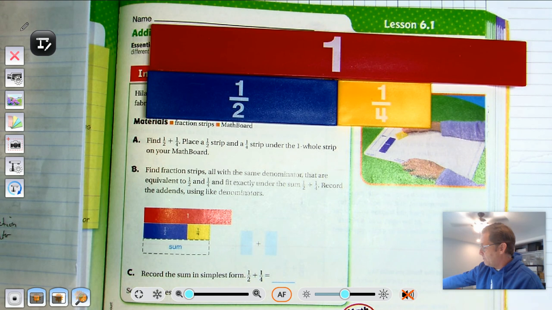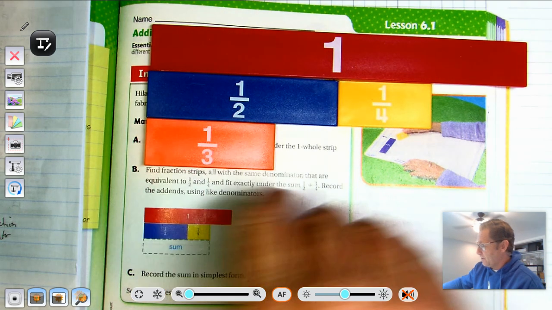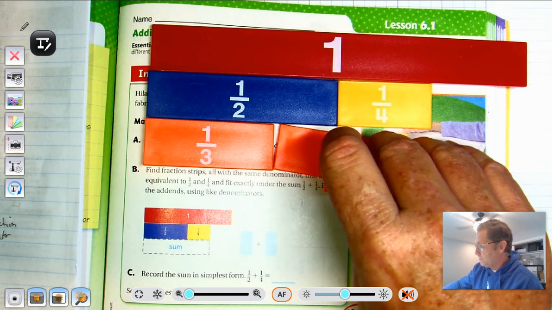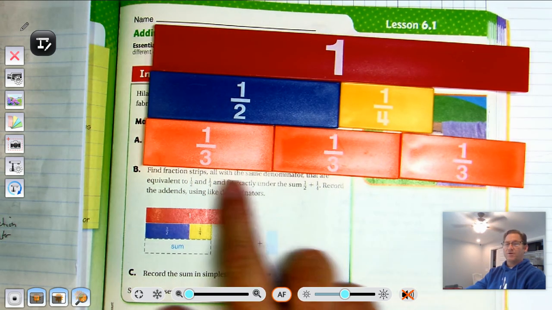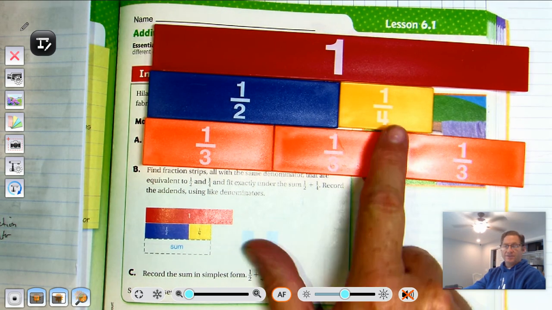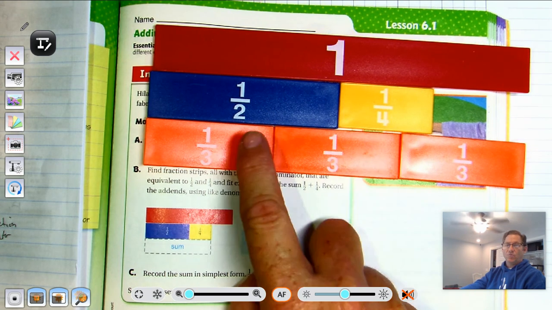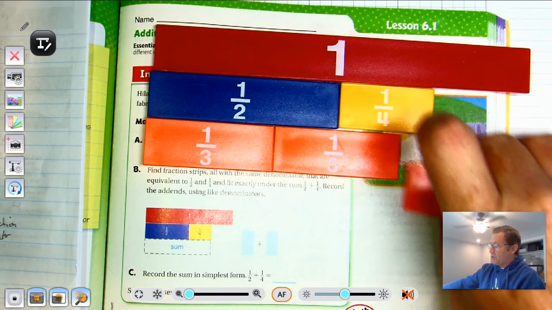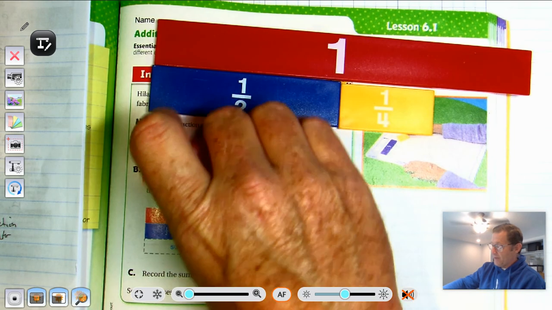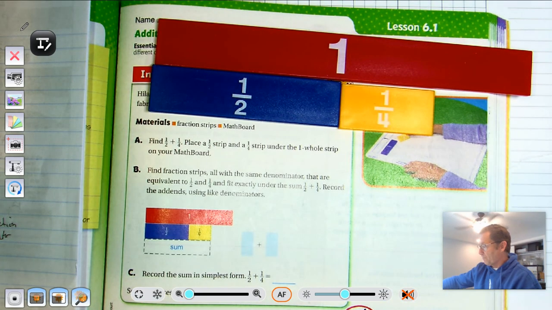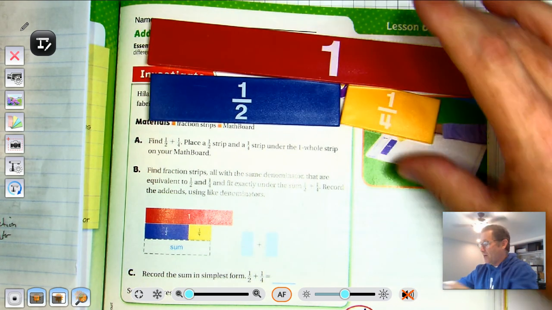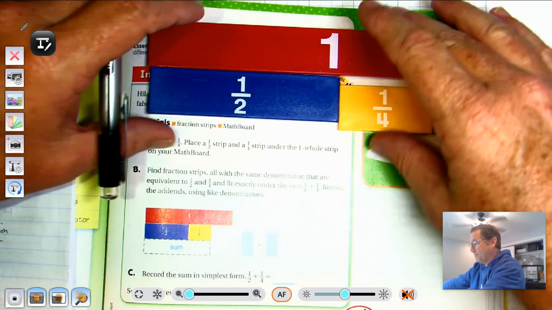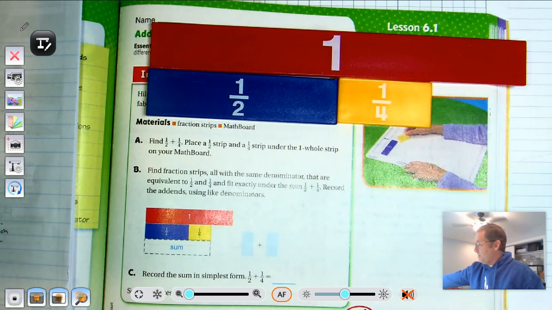So basically what we're saying is, let's say we're going to try thirds. 1/3, 2/3, 3/3. Well, 3/3 is equal to one whole, and you notice that it doesn't fit equivalently under 1/2 plus 1/4. So the common denominator of 2 and 4 cannot be 3. Now I'm thinking that because it's 2 and 4, a common denominator has to be even. So let me try 4/4.